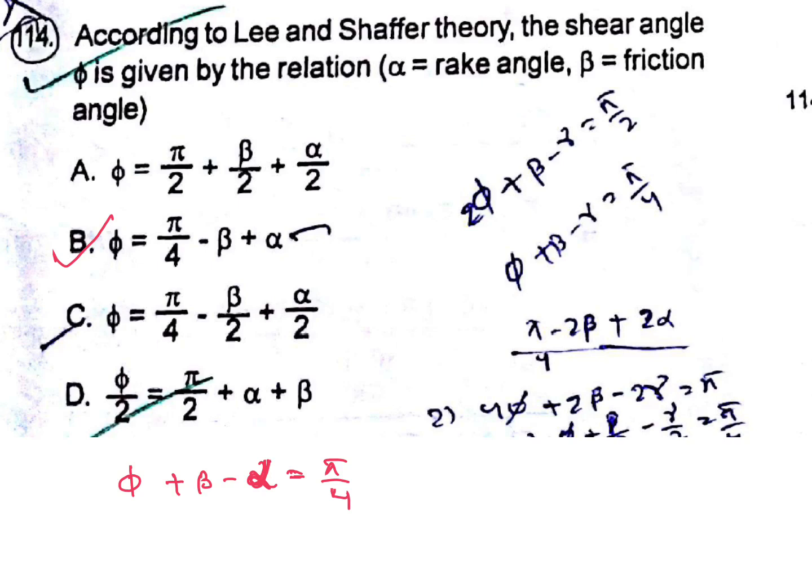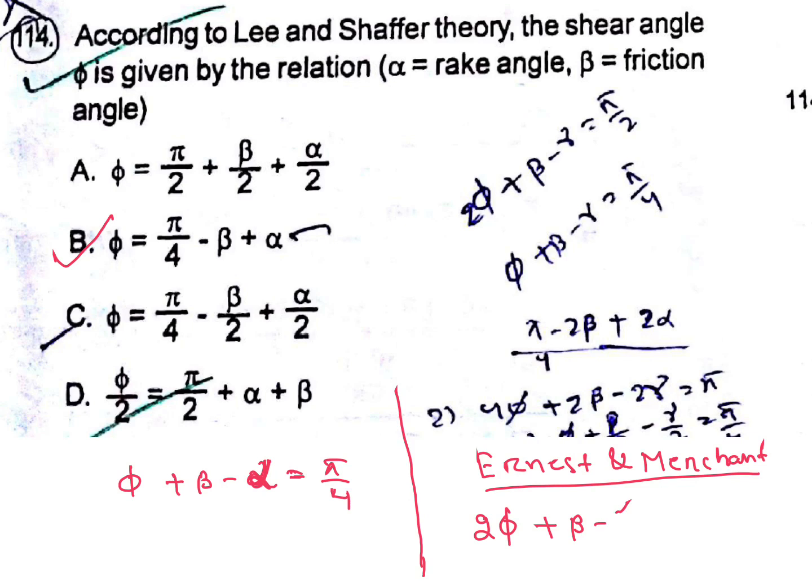Then Ernst and Merchant theory also important. Ernst and Merchant theory. So many times they asked in GATE also. Lee Shaffer theory, in ISRO and IAS exams they are asking. Ernst and Merchant theory, many times they asked in GATE. 2 phi plus beta minus alpha, alpha is back rake angle, equal to pi by 2. So this is also important. Sometimes they are asking problems based on this formula also. Lee and Shaffer theory also important.